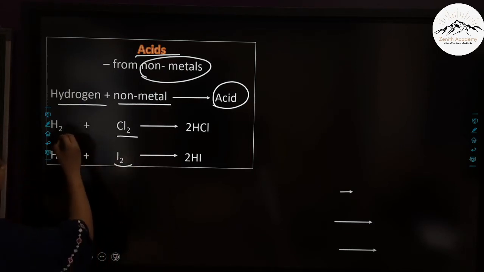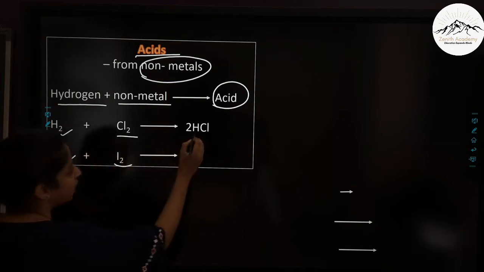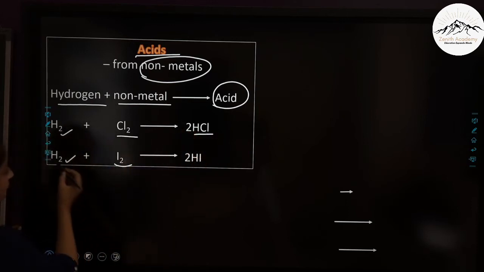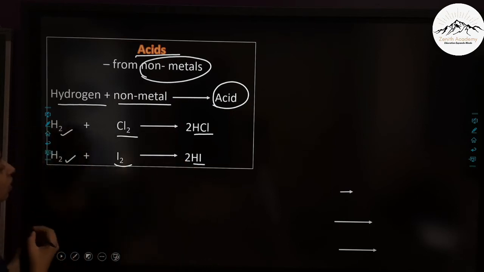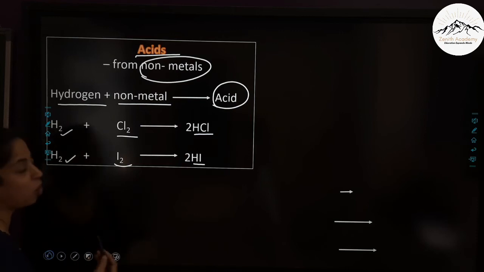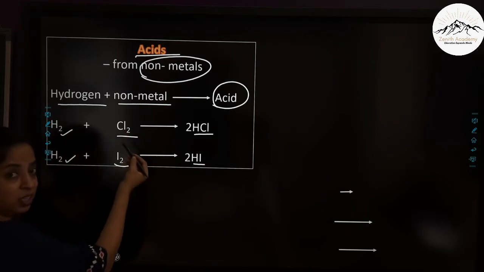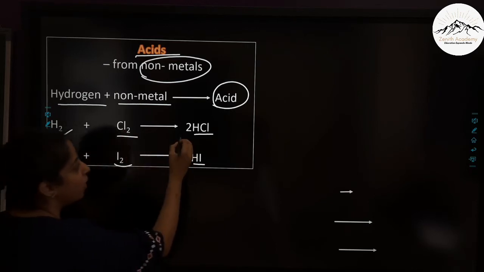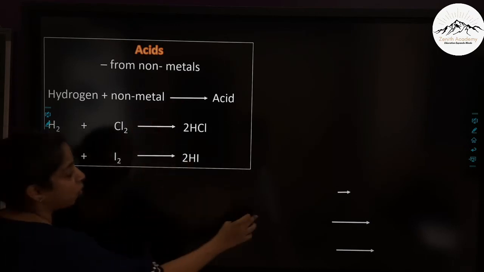So when they react with hydrogen, H2 and Cl2 forms HCl, then you balance it, and H2 plus I2 forms HI and then you balance it. So this type of reaction is also known as direct combination reaction because hydrogen gas is directly combined with chlorine gas to form HCl, which is an acid. So this is how acids are formed from non-metals.